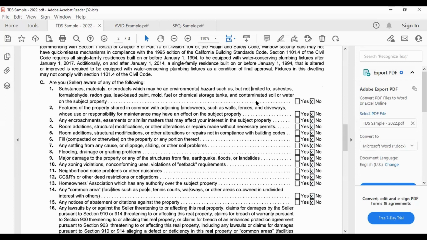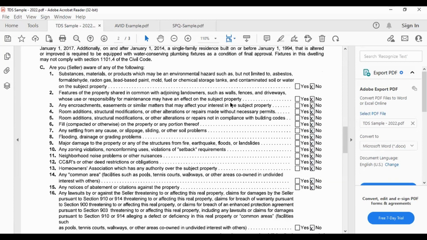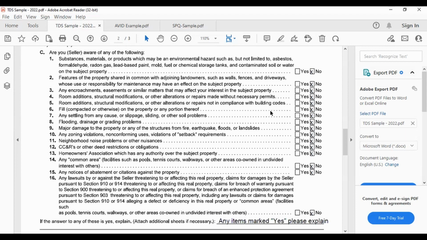Okay, in the C items, it asks a series of questions to answer yes or no. Are you, seller, aware of any of the following? Substances, materials, or products which may be an environmental hazard and so forth. Here's the thing. If you were to talk to a CAR attorney, they'll tell you, and the reason I say this is because I do get a TDS here and there where they don't check some boxes. Once again, it's not complete. The seller has to check every box, but sometimes they worry, well, I don't know.